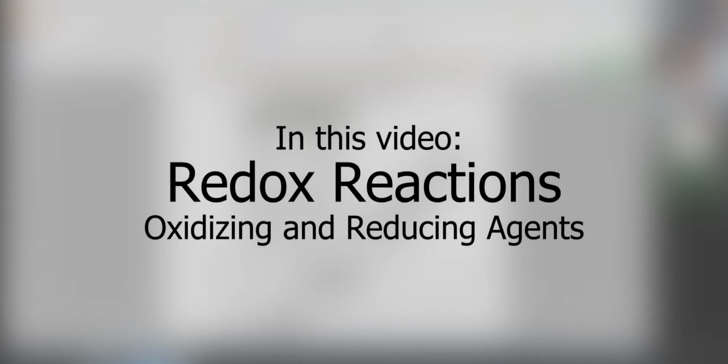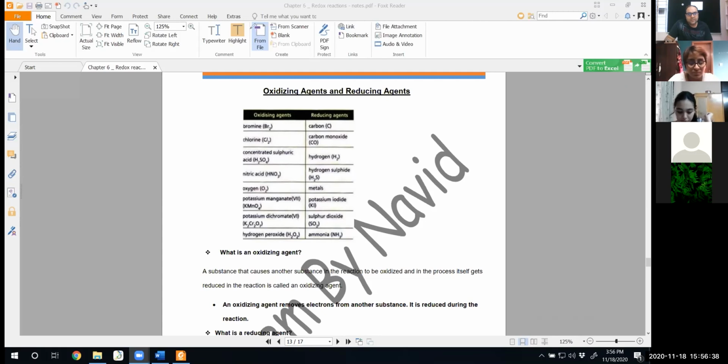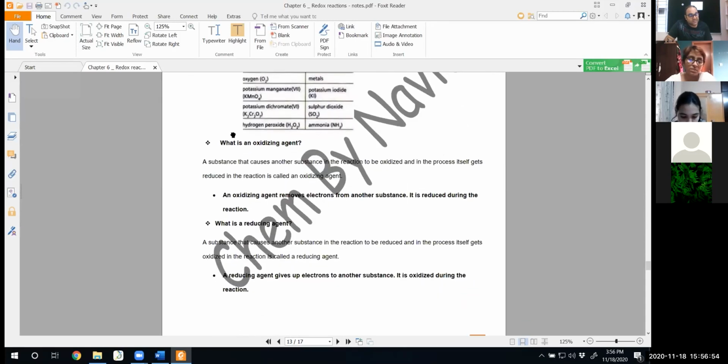Okay, so oxidizing and reducing agents. These are a list of oxidizing and reducing agents which you do not need to memorize if you understand the oxidation numbers. So what is an oxidizing agent? A substance which oxidizes somebody else and in the process gets reduced itself. A reducing agent is just the opposite of an oxidizing agent.